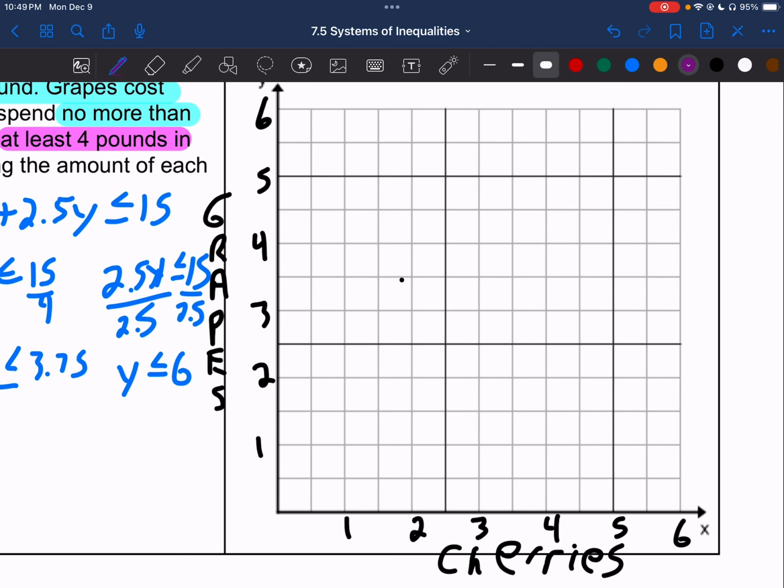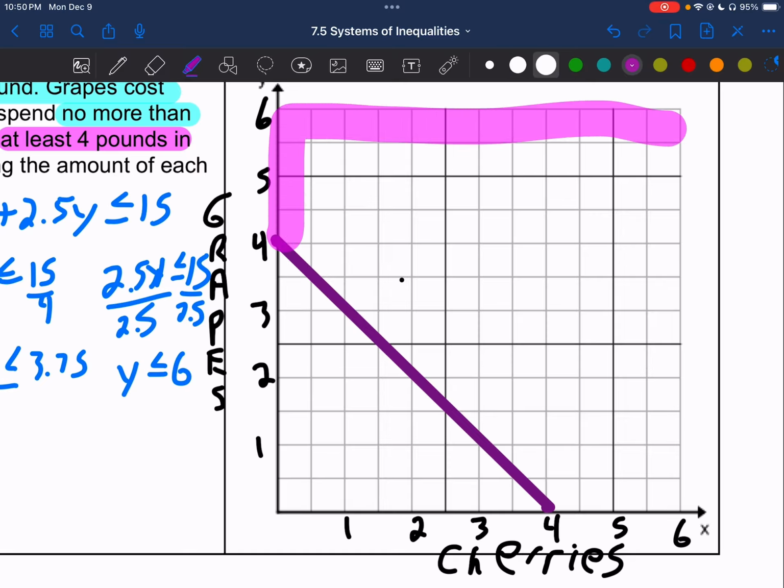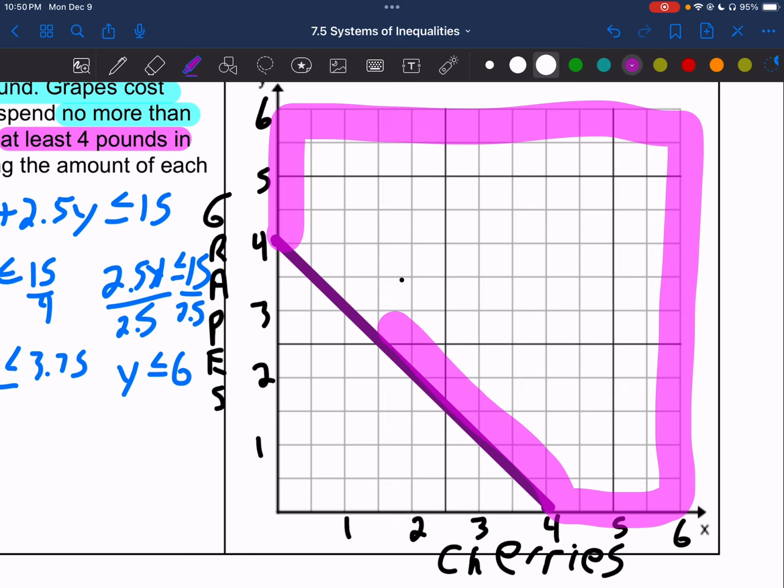We are going to put our points at 4, and you'll notice cherries on the x-axis, grapes on the y-axis. I went by 0.5 per line, so half a pound per line, and I only labeled every other, so I labeled the full pound amounts. The cherries, we could have 4, we needed a minimum of 4. Okay, so we had 4 and 4. Draw the line in between them, and we needed at least 4, so it was greater than or equal to. So we are going to be shading above our line in this instance.